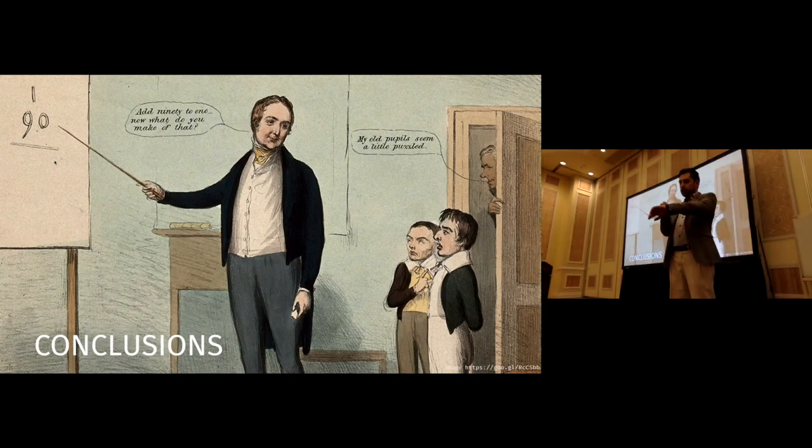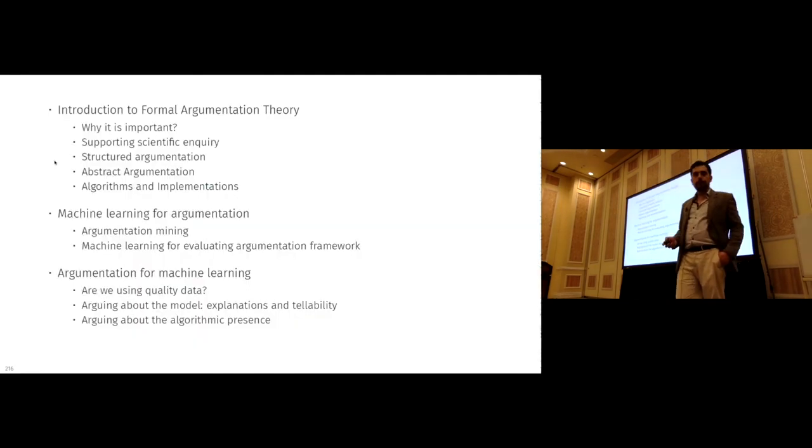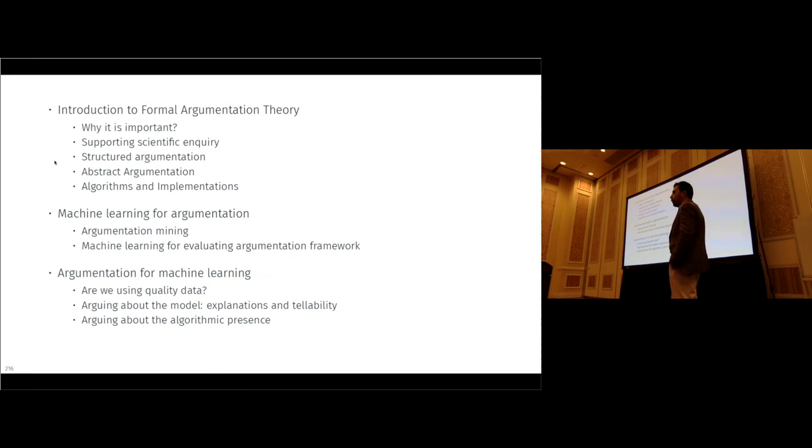So, to conclude this tutorial, what we talked about is formal argumentation theory, in particular why it is important, and I took a personal stance in terms of using argumentation for scientific inquiry and epistemology. We considered the case of structured argumentation, in particular for the case of ASPIC+. There are other systems. I'm happy to talk about that if you want. And then we went into the world of abstract argumentation for assessing whether arguments can be collectively accepted or not, and how doing that requires algorithms and implementations that are not trivial.